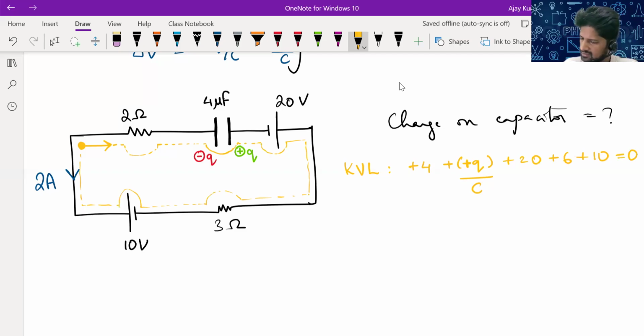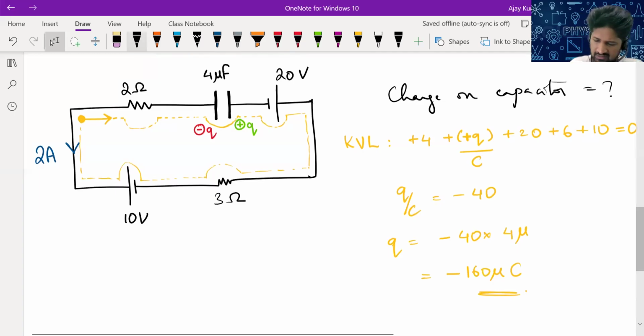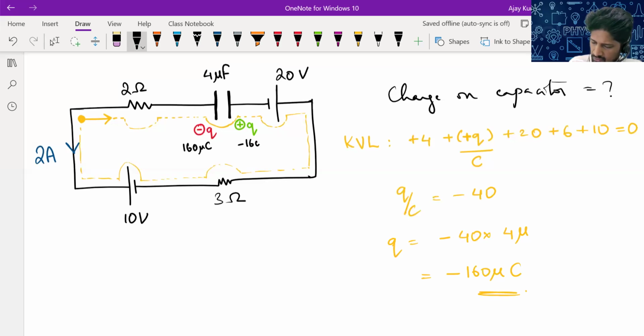Okay, 20, 10, 30, 6, 4 is another 10, 40. So Q by C is equal to minus 40. You get Q as minus 40 into C, which is 4 microfarad. So charge becomes minus 160 microcoulombs. And why we got a negative answer means the sign of charge we took is wrong. And we knew that already. Left plate is positively charged, right plate is negatively charged. So the charge on the left plate is 160 microcoulomb. The charge on the right plate is minus 160 microcoulomb at this instant.